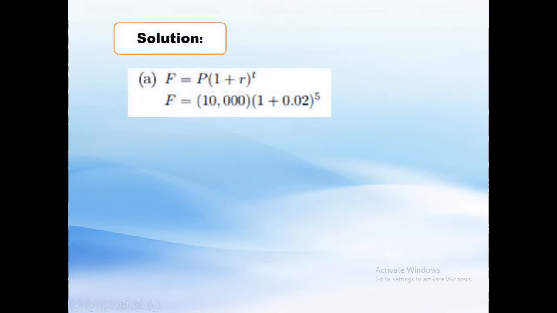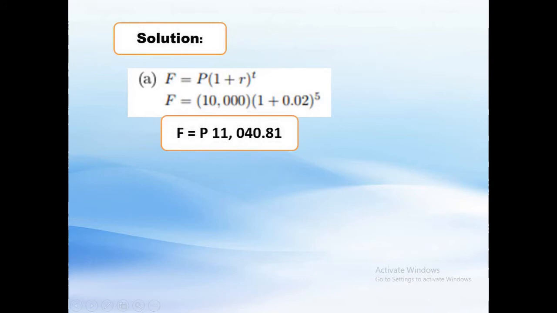Solution. The formula for the future value in compound interest is P times 1 plus r to the power of t. So F is equal to 10,000 pesos multiplied by 1 plus 0.02 to the power of 5. F, or the future value, is 11,040.81 pesos.